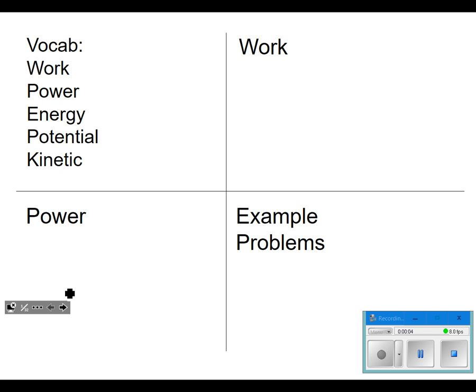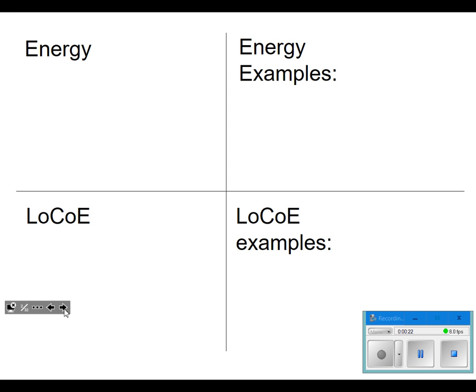All right, these are the work, power, and energy unit notes. If you divide your notes into parts, they should look something like this, where you have vocabulary. These are our 5 vocabulary words. You have a section for work, a section for power, and a section for example problems. Then on the back of your paper, you'd have energy, energy examples, law of conservation of energy, and law of conservation of energy examples.